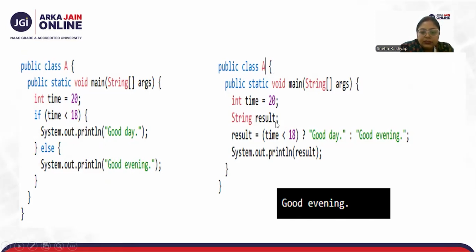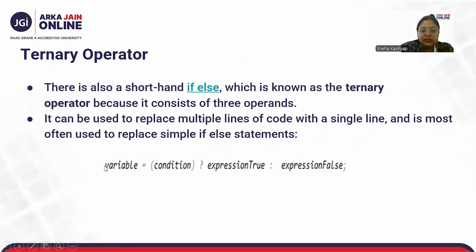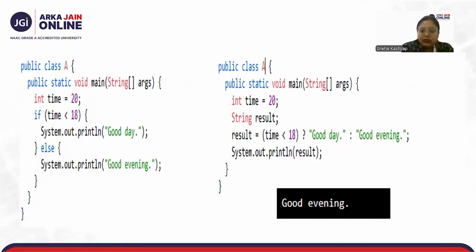Now what I'm trying to do is, in the result variable, I'm storing the value of a ternary. As the statement says, variable is equal to condition, question mark, expression if true, colon, expression if false, followed by semicolon. So here the variable result is equal to time less than 18, question mark, good day, colon, else, good evening.